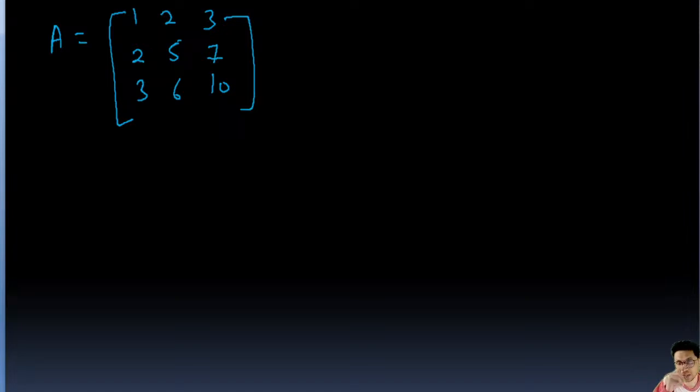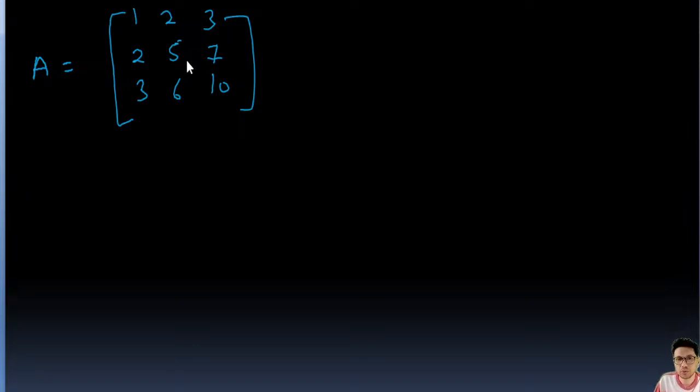Our first aim, if we have to find the rank of a matrix, is to first write the matrix and convert it into an upper triangular matrix. That means we have to make the elements below the principal diagonal 0. And then we'll count the non-zero rows, and the number of those rows will be the rank of the matrix.